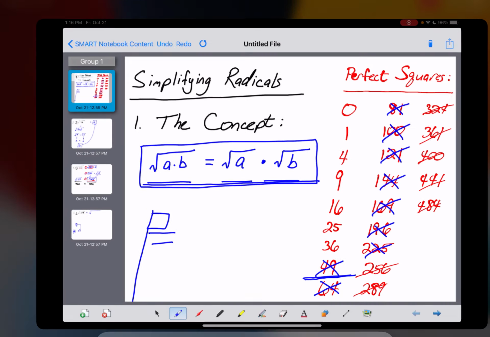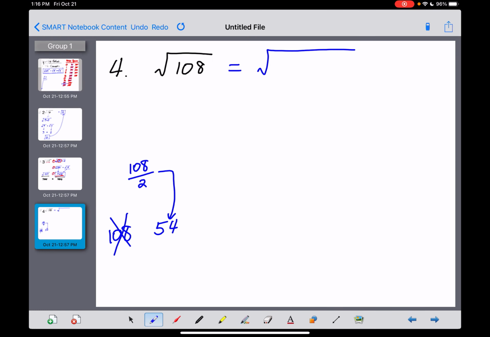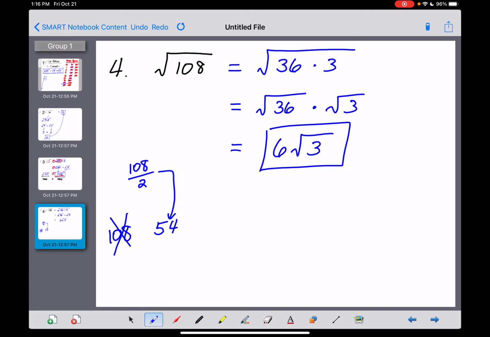So what I really should have done, guys, on this problem is split that 108 up right off the bat into 36 times 3. You want to pull the biggest perfect square out that you can, not the smallest. So I split that up now, the square root of 36 times the square root of 3, and the square root of 36 evaluates to a 6, and the root 3 just tags along for the ride. And that, everybody, is the quick and direct way that you are able to simplify radicals.